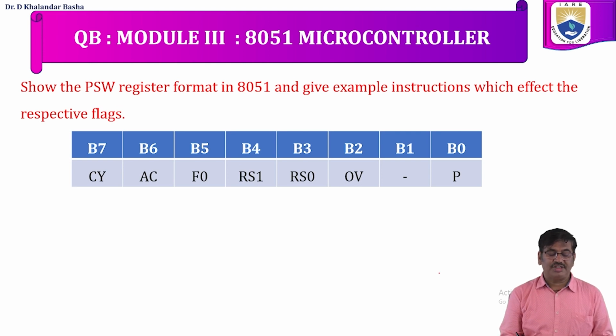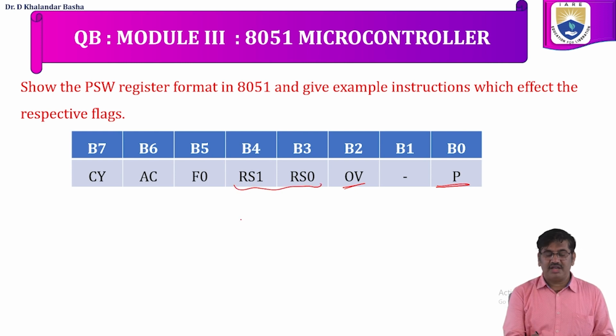Show the PSW, that is program status word register format in 8051, and give example instructions which will affect the respective flags. The first one is parity flag. This parity flag uses the number of ones in your data. For every instruction, this parity flag will be affected. Then overflow flag. Whenever the target size and result size differ, then we are going to get the overflow flag.